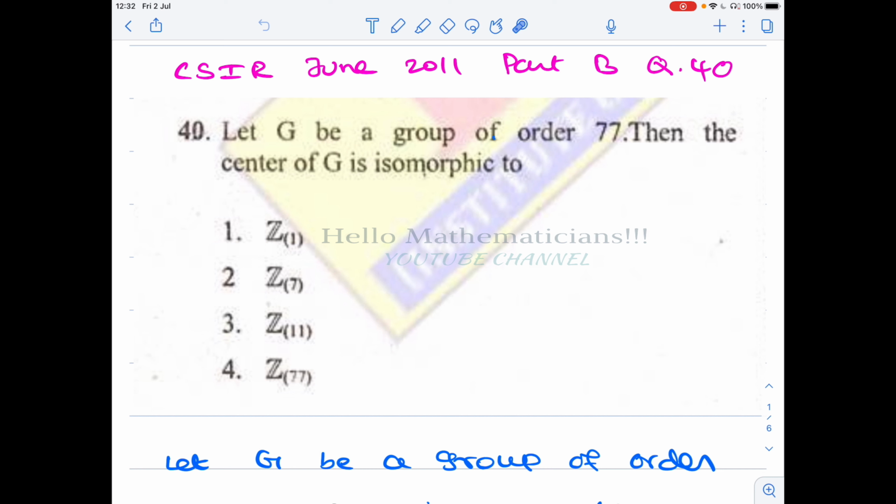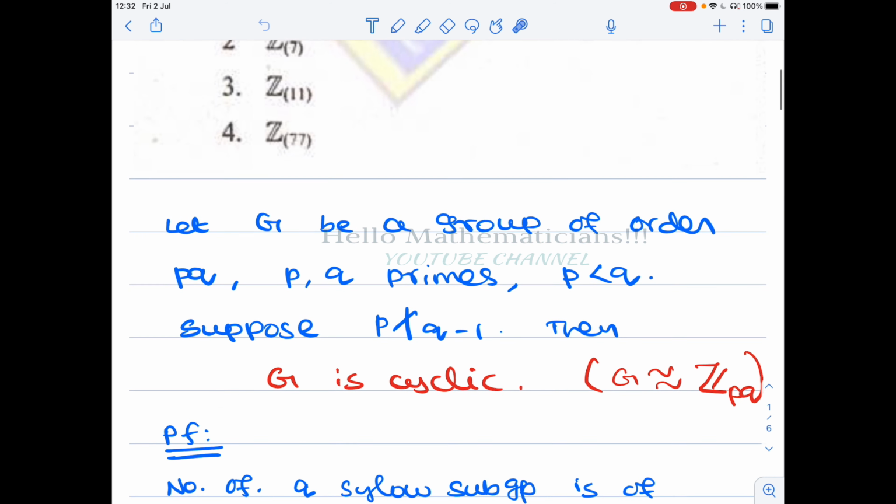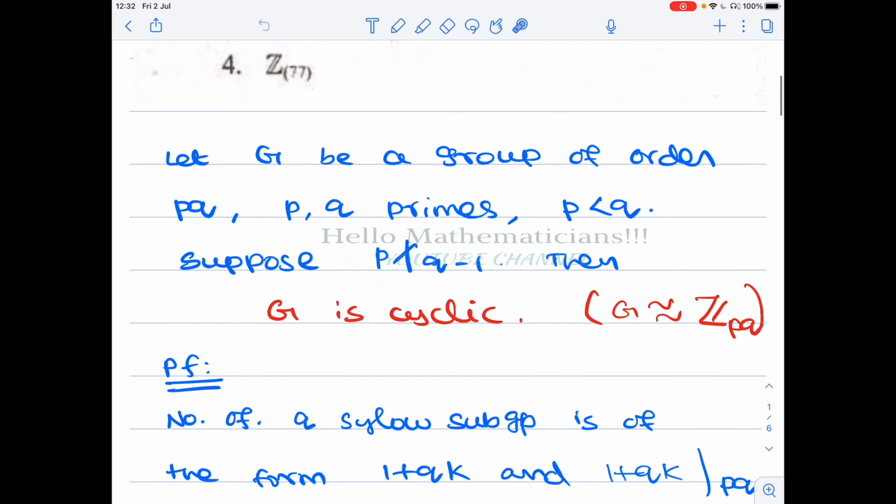So first we see a very important result from group theory. Let G be a group of order PQ, where P and Q are primes and P is less than Q. Suppose P doesn't divide Q minus 1. So we take Q to be the largest prime, and we are assuming that P doesn't divide Q minus 1. We claim that in this case G is even a cyclic group. G is cyclic means that G is isomorphic to the group ZPQ. Let's see why this result is true.